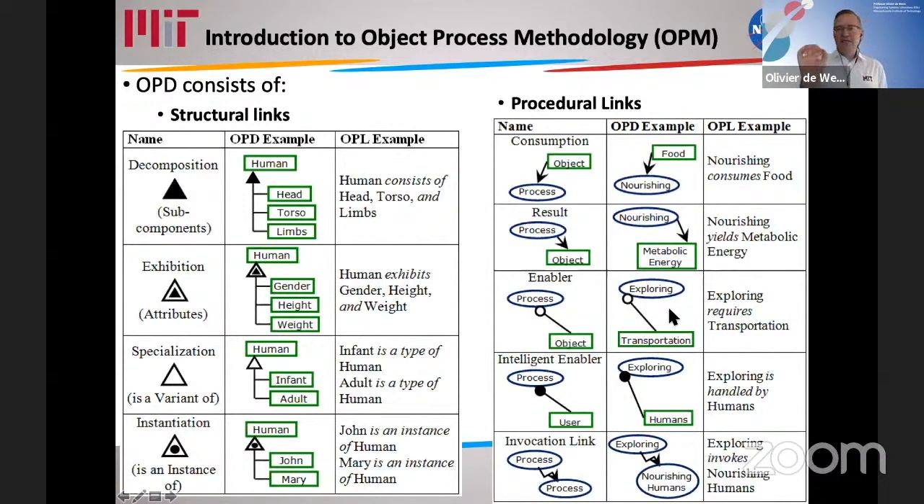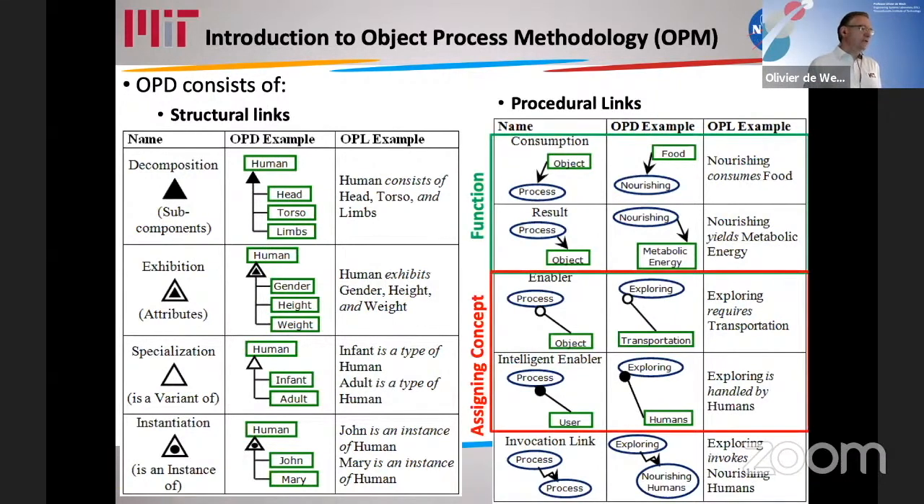And then we have agents, so-called agents. So the humans in this case are the agent of the exploring process. That's this link that looks like a lollipop, filled in. And then we have invocation links, which are links between processes, where executing one process invokes another process, meaning it creates a need for another process, which is a kind of functional relationship. So I'm going to use this to show you how we can use functional decomposition to think about, say, for example, keeping humans on Mars alive in a really systematic way.